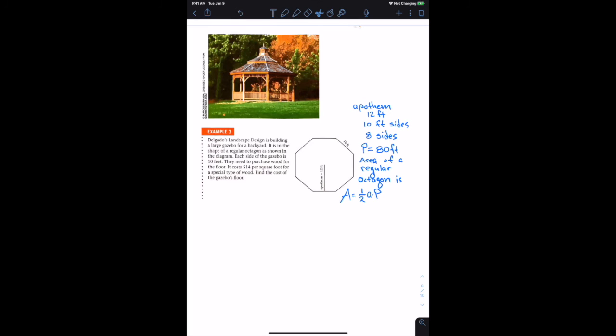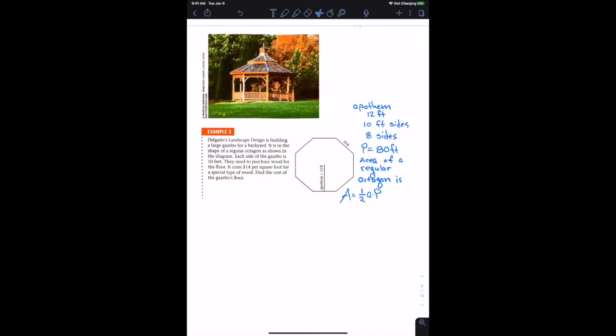Here in example 3, we have Delgado's landscape design is building a large gazebo for a backyard. It is in the shape of a regular octagon, regular meaning that all the sides are going to be the same length, as shown in the diagram. Each side of the gazebo is 10 feet. They need to purchase wood for the floor, and it costs $14 per square foot for a special type of wood. Find the cost of the gazebo's floor.